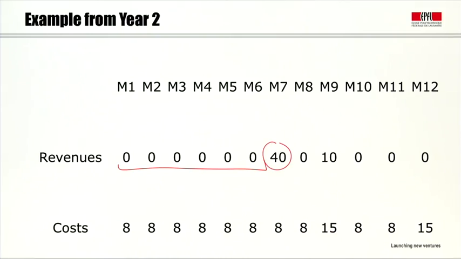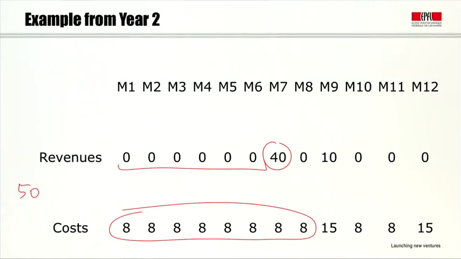However, our costs are almost constant. There's a couple major expenses that we have later in the year, but we have 8 a month for 8 months in a row. And then we have an additional cost of 15 in month 9. Now, if you think about this, it's actually not a great situation to be in, right? You started with 50 at the beginning of the year, and now you're going to spend 6 times 8. You're going to spend 48 before you get your 40. And so you only have 2 left at the end of 6 months.